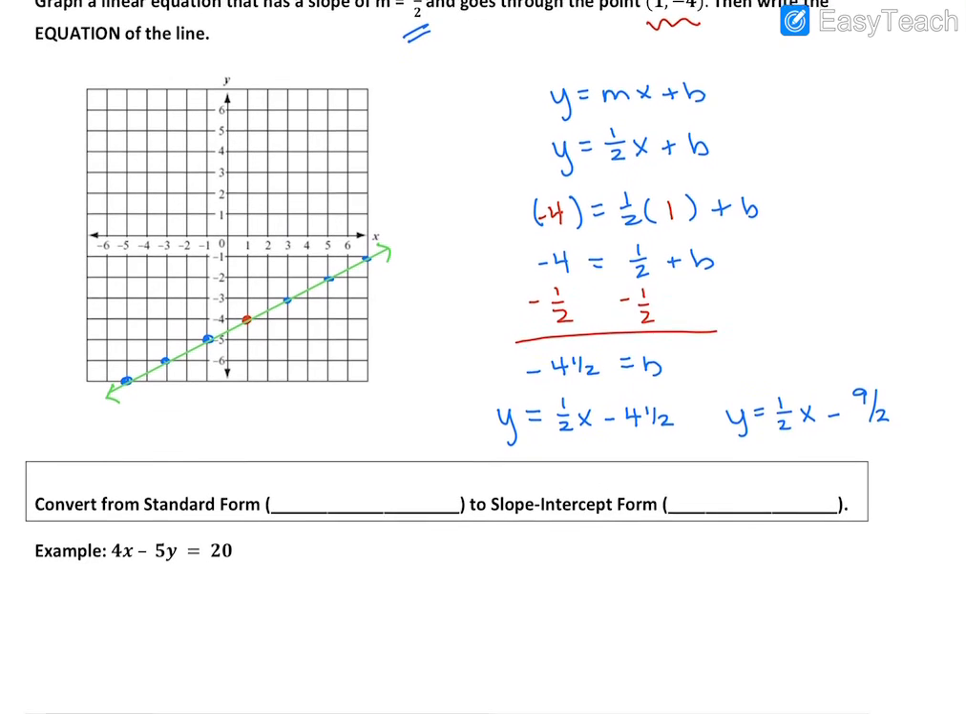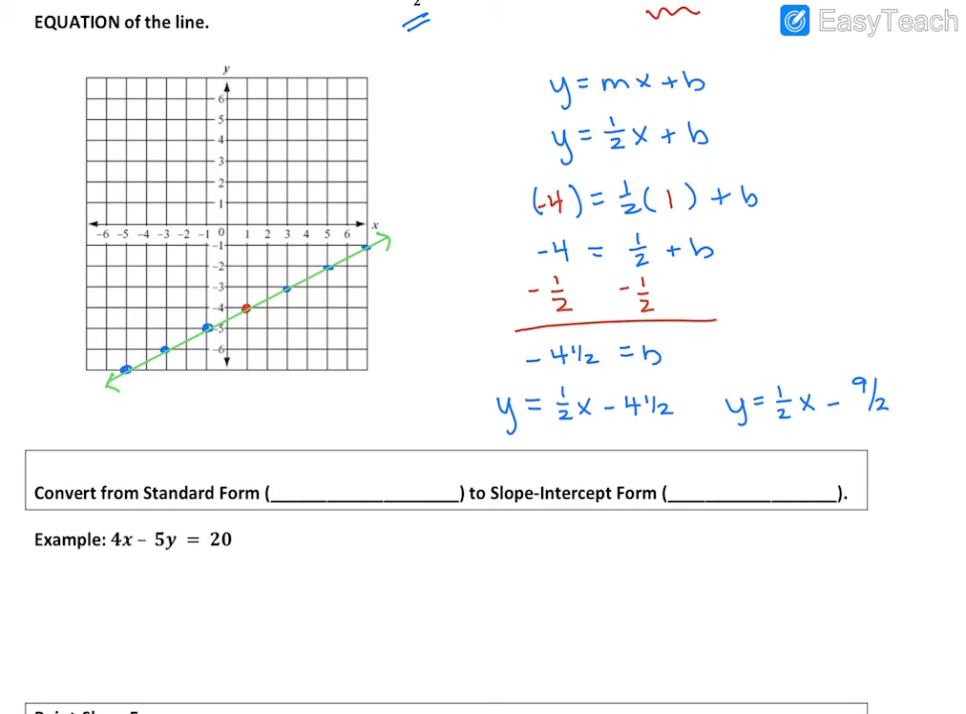Convert from standard form to slope-intercept form. So what is standard form? Standard form looks like this.